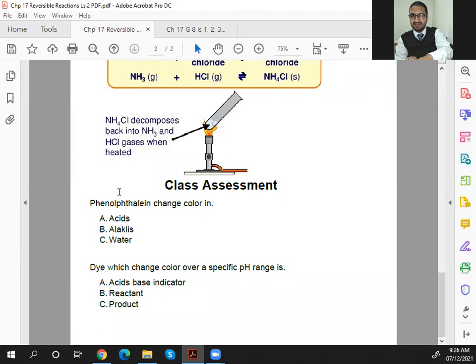So the first question here: phenolphthalein changes color in which? Acids, alkalis, water. Please, if you know, type in the chat. Well done, Mr. Ahmad Ali, your answer is correct. Well done, very nice. And Ahmad, please, I want to know the second answer also. The first student who told me the correct one is Ahmad Ali, mashallah, very nice. So the second question: a dye which changes color over a specific pH range is what?